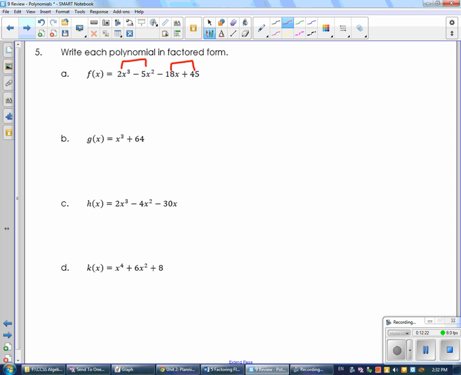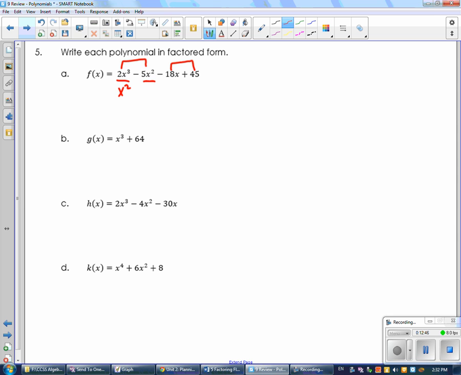So if I'm looking now just at the 2x cubed minus 5x squared, I'm going to first look at my numbers. And 2 and 5, they have nothing in common. I can't divide the 2 out of 5 and get a whole number. So I can't factor out any numbers, but they both involve an x. In fact, the first term has 3 factors of x, and the second term has 2. So I actually can factor out an x squared.